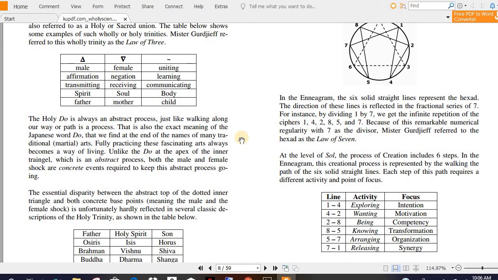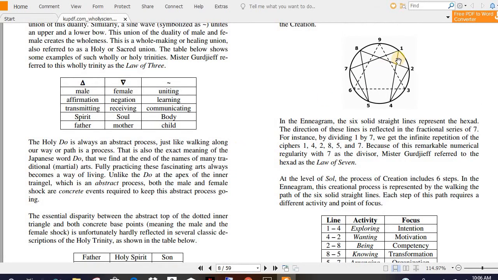At the level of Sol, the process of creation includes 6 steps. In the enneagram, this creational process is represented by walking the path of 6 solid straight lines. Okay? So it'd be 1, 4, 2, 8, 5, and 7.